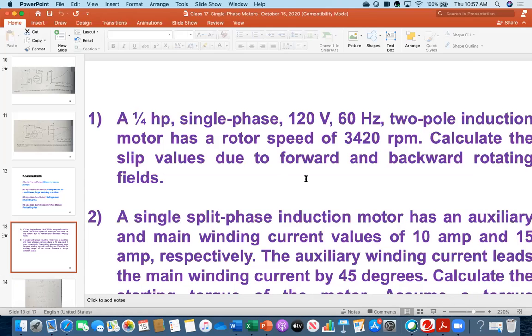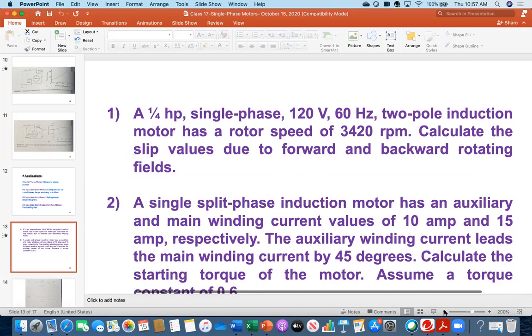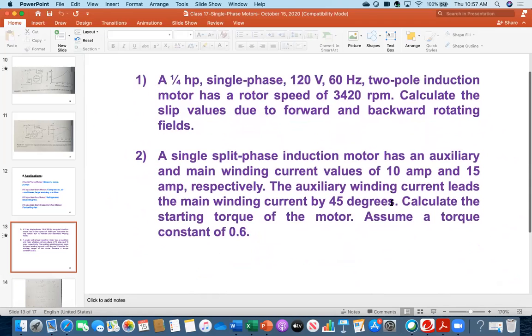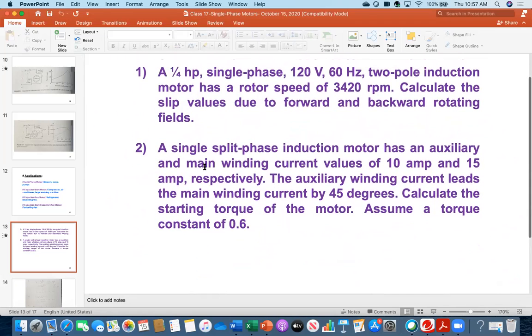Okay, now everybody read, you have another problem. Please read problem number 2. A single split phase induction motor, so you guess which one, the first type that I discussed today. A single split phase type induction motor has auxiliary and main winding current values of 10 ampere and 15 amps respectively. The auxiliary winding current leads the main winding current by 45 degrees. Then calculate the starting torque of the motor. Assume a torque constant value of 0.6.